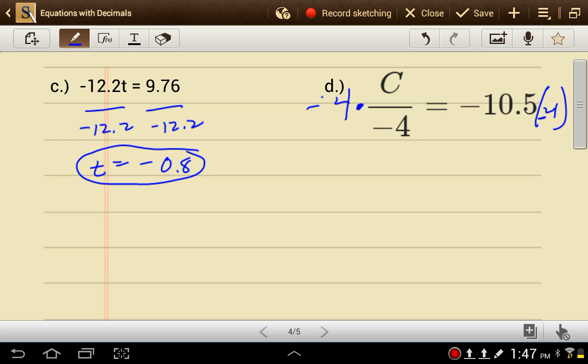And so those are going to cross off. Negative 4 divided by negative 4 is 1. That leaves me with c equals. And then negative 10.5 times negative 4 is positive 42. And so I get c equals positive 42.